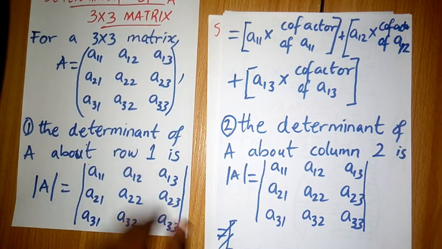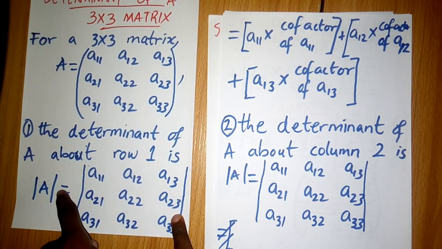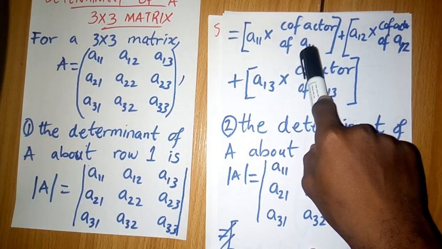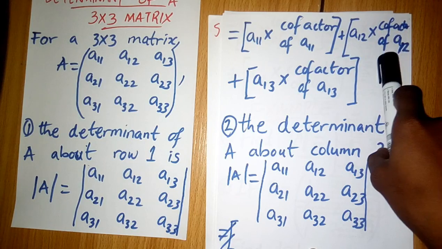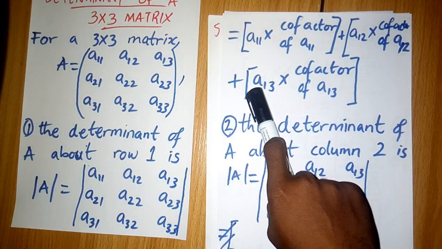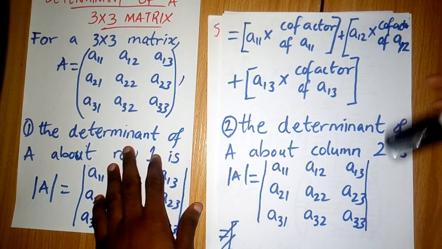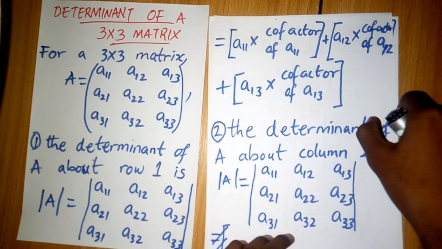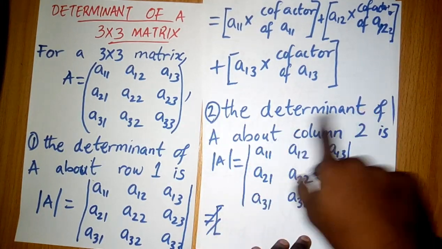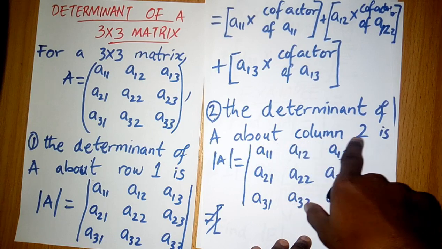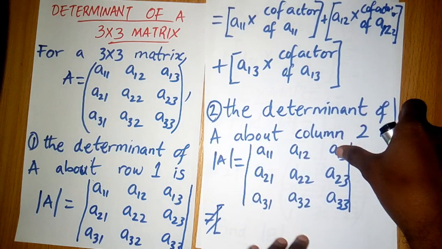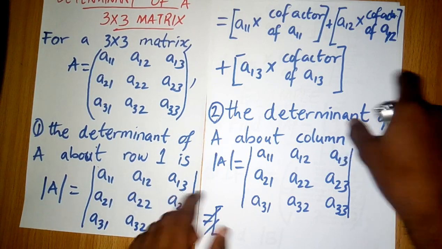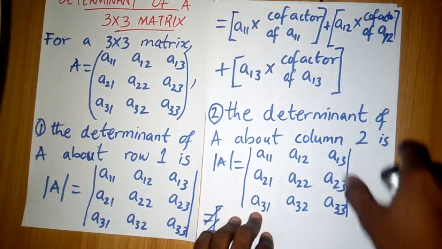If you are taking it about row 1, then the determinant will be this: A11 times the cofactor of A11, plus A12 times the cofactor of A12, and then A13 times the cofactor of A13. You see that it's quite different from the determinant of a 2 by 2 matrix. The determinant of A about column 2 is also similar. For row 1 we took everything in row 1, times their cofactors, and added them together.